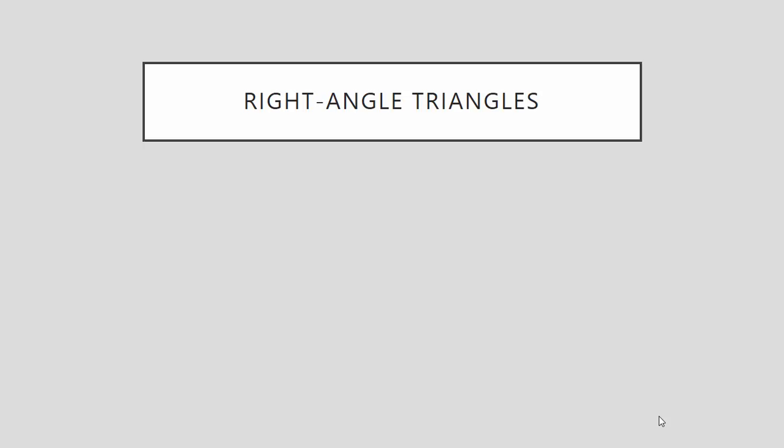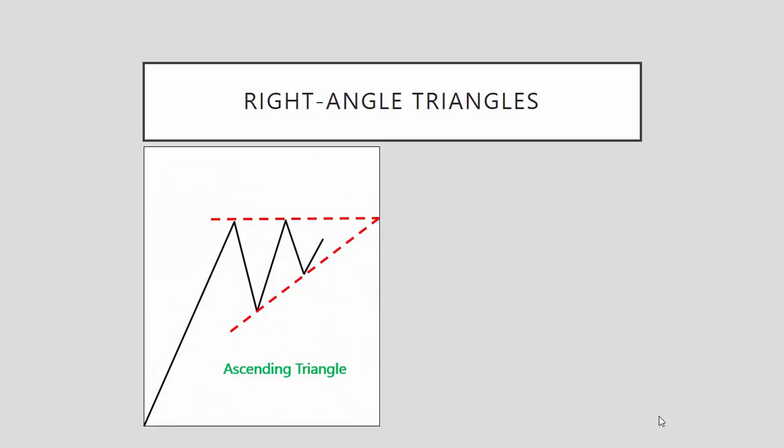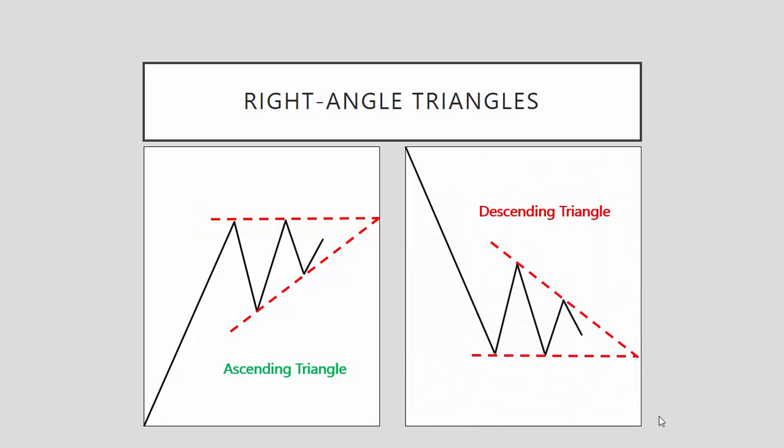There are two kinds of right angle triangles: the ascending triangle, which shows the tendency of price to rise. It's confirmed after penetration of the upper boundary. The difference between ascending and symmetrical triangles is the upper boundary, which is approximately horizontal in an ascending triangle. The descending triangle shows the tendency of price to fall. The difference between descending and symmetrical is its lower boundary, which is horizontal.